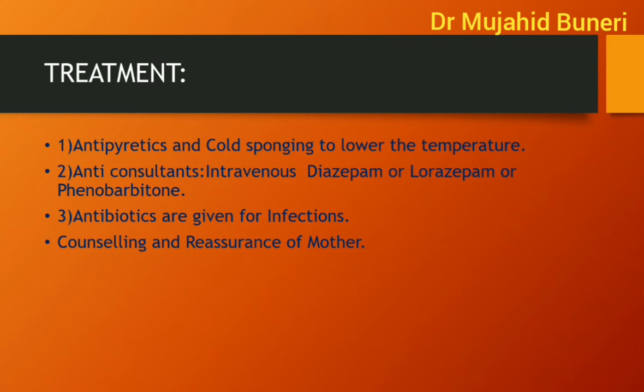Now, coming to the treatment, it includes number 1, antipyretics such as paracetamol, etc., and cold sponging to lower the temperature. Number 2, anticonvulsants such as intravenous diazepam or lorazepam or phenobarbital for seizures. Number 3, you may give antibiotics for infections. Number 4, counseling and reassurance of parents.